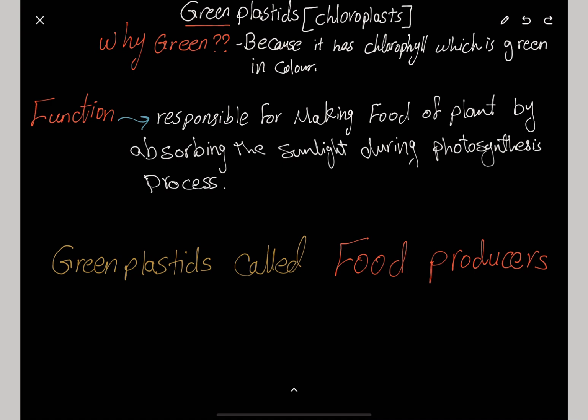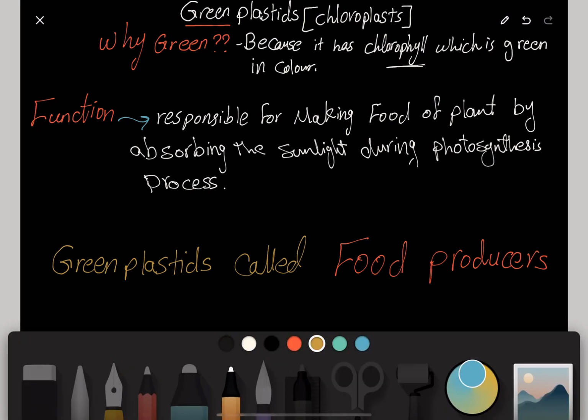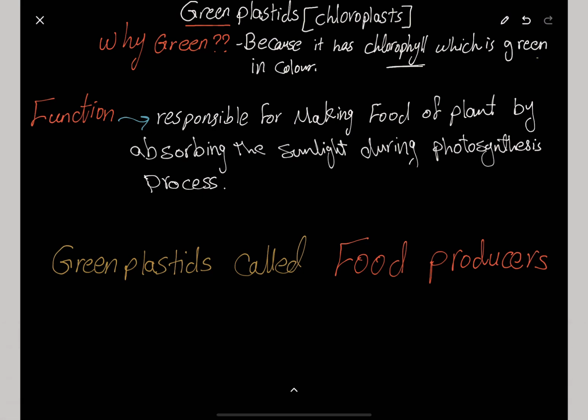Finally, the green plastids or chloroplasts. Why is the plastid green in color? Because it has chlorophyll, which is green in color.